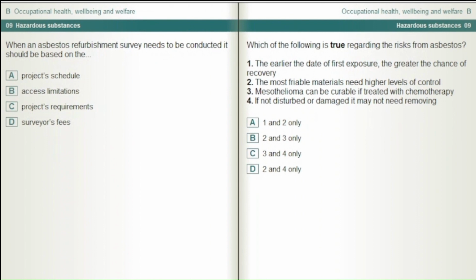When an asbestos refurbishment survey needs to be conducted, it should be based on the project's schedule, access limitations, project's requirements, surveyor's fees.